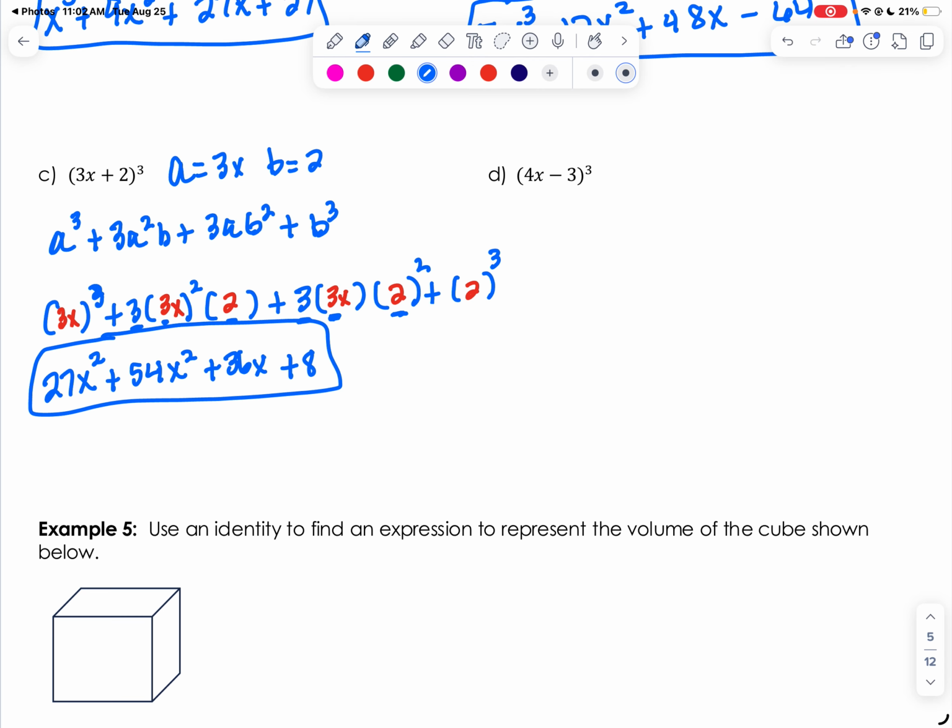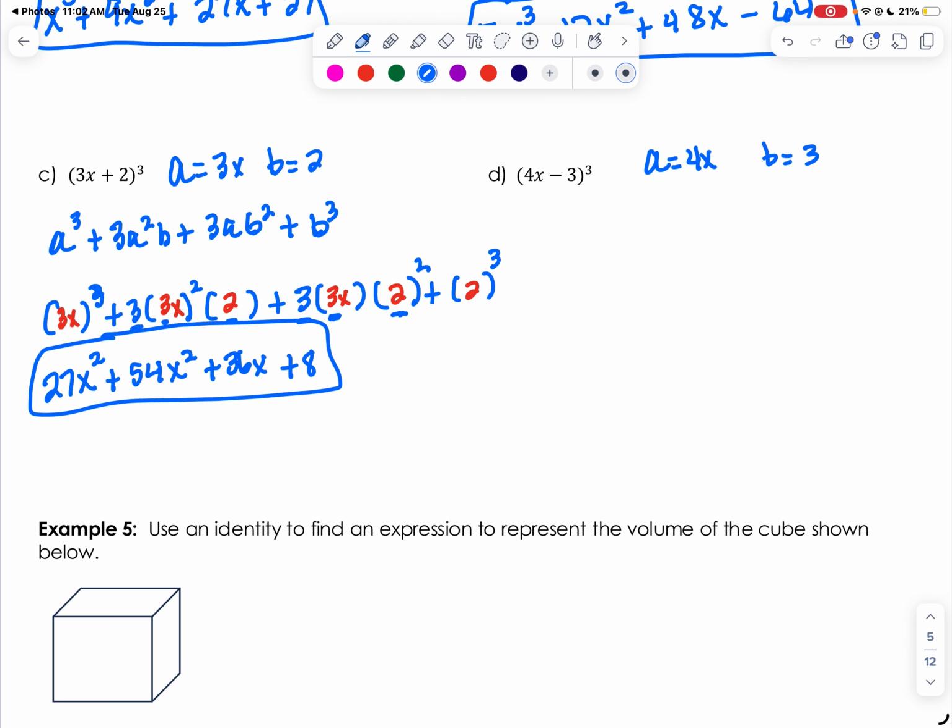All right, problem D, 4x minus 3 to the third power. Pause the video and try this problem on your own. When you're ready to check your answer, press play. All right, welcome back. Let's see how you did.